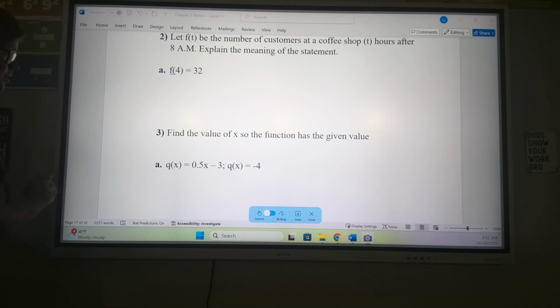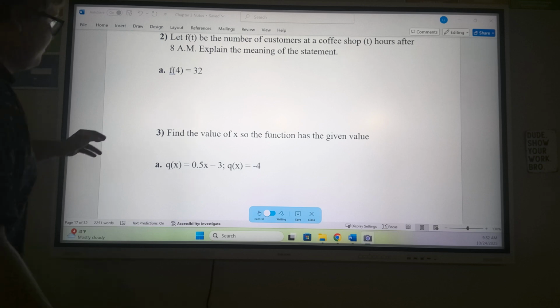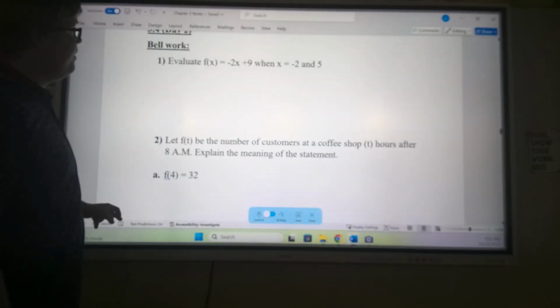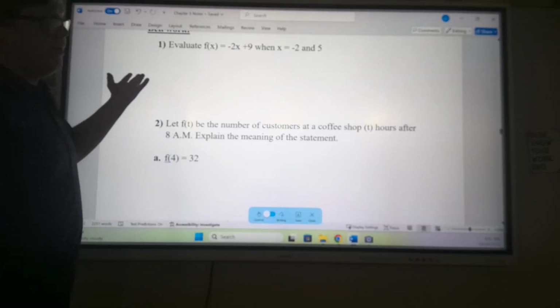So this is day 2 of our notes. Yesterday we talked about how to solve things in function notation. Today we're talking about how to graph those things in function notation. So on the first page of your notes you have bell work. That is going to be what we did yesterday.